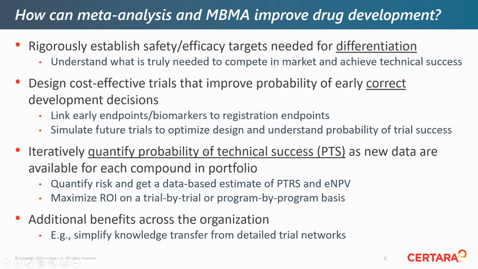We can, as I mentioned, link early endpoints with later endpoints to allow us to make those earlier decisions and really simulate those future trials with various designs to optimize them. Also, we can iteratively quantify what the probability of technical success is for a new compound as new data come in, both proprietary data for that compound as well as competitor data. As soon as it's available, we can update our models and then use that to get a more precise estimate of what that true probability of success is.